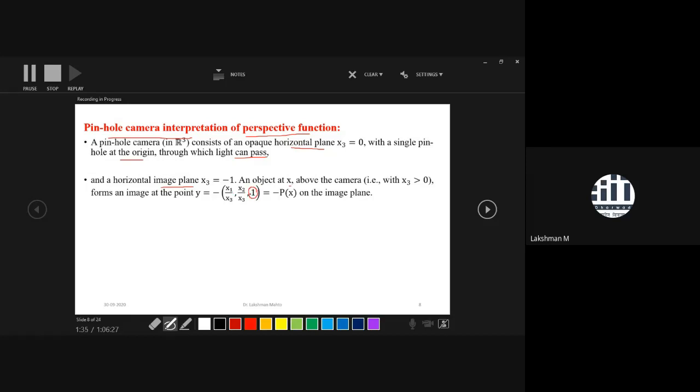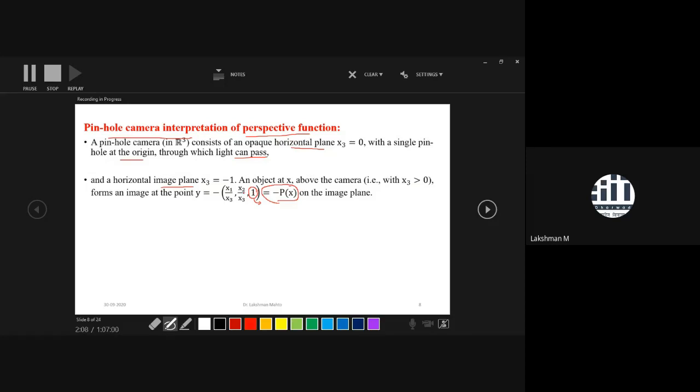You take the point x, take the negative, and divide by x3. So the first coordinate is x1 divided by x3, the second coordinate is x2 divided by x3, and the third coordinate is 1. This coordinate is redundant because it becomes fixed. It simply says that the image comes in the plane x3 equal to -1. This is the perspective map, defined in terms of the perspective map because one coordinate becomes fixed.